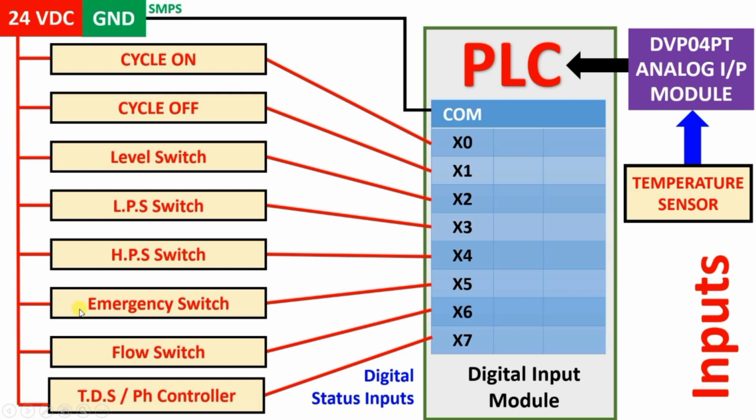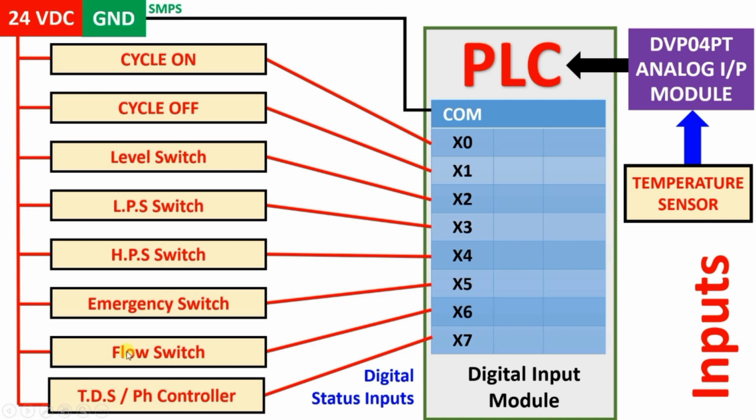Again, after that, there comes the emergency switch. Emergency switch has NC contacts. When we press the emergency switch, contacts break. That means there will be discontinuity. So in the normal condition, the high pressure switch should not be on and the emergency switch should not be pressed.